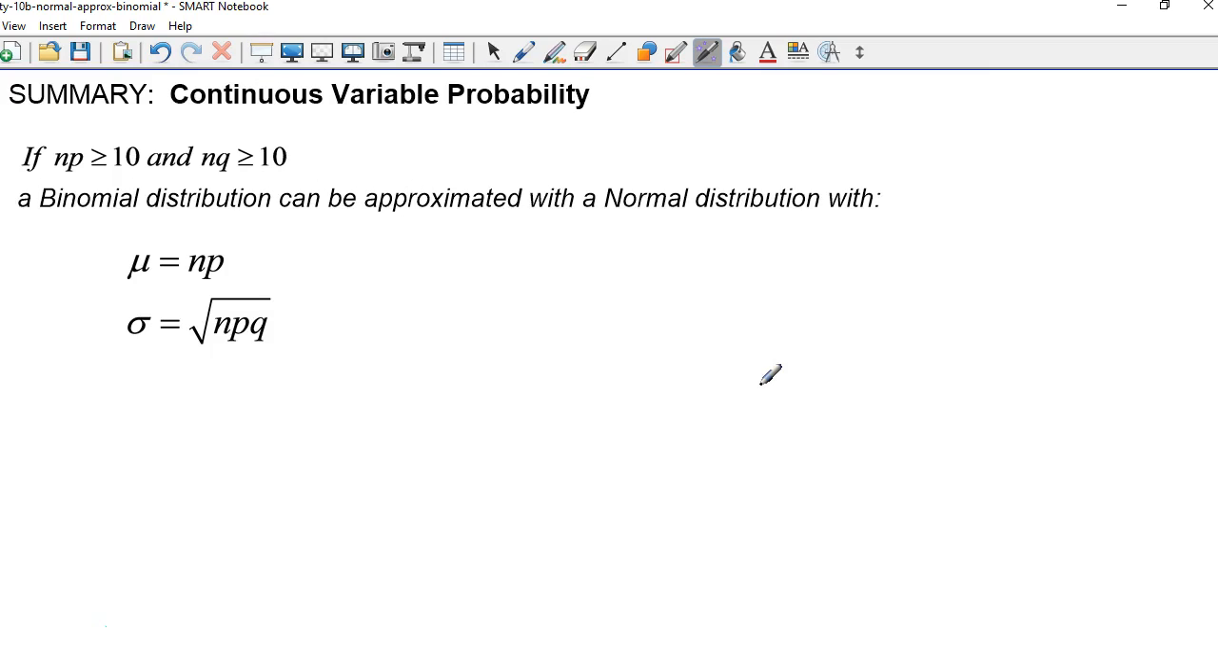Alright, so just to summarize this, as long as the number of successes, n times p, and the number of failures, n times q, are greater than or equal to 10, then a binomial model can be approximated with a normal model, and we just use the binomial model mean and standard deviation formulas for that. And then all of our tools for normal models like normal CDF or inverse norm become available to us.